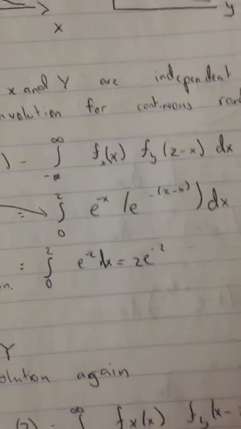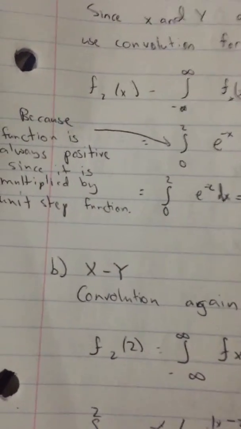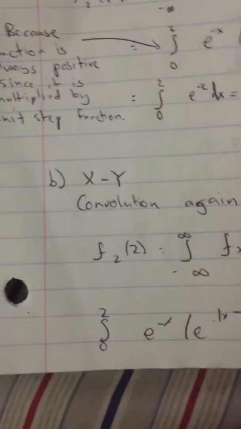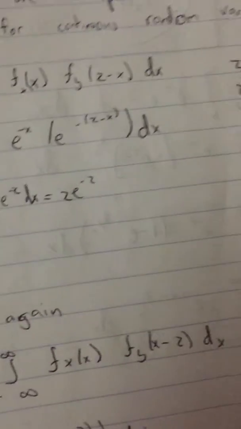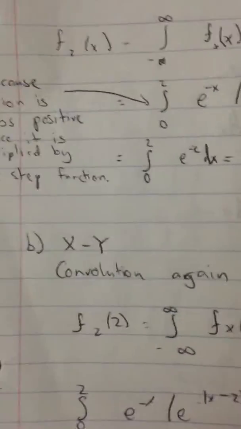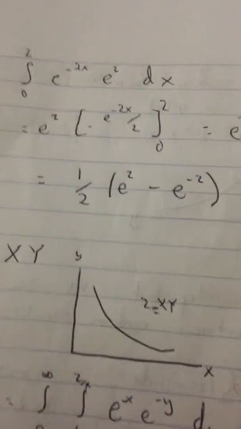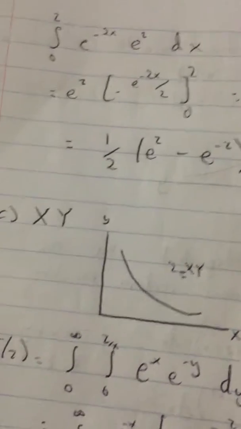So e to the negative x, e to the negative z minus x, 0 to z, e to the negative z dx, which gives e to the negative z. For x minus y, we can use convolution again. This time it's f of y, x minus z, because z equals x minus y, so y equals x minus z. Play around with the integrals a little bit. You get 1/2 e to the z minus e to the negative z.